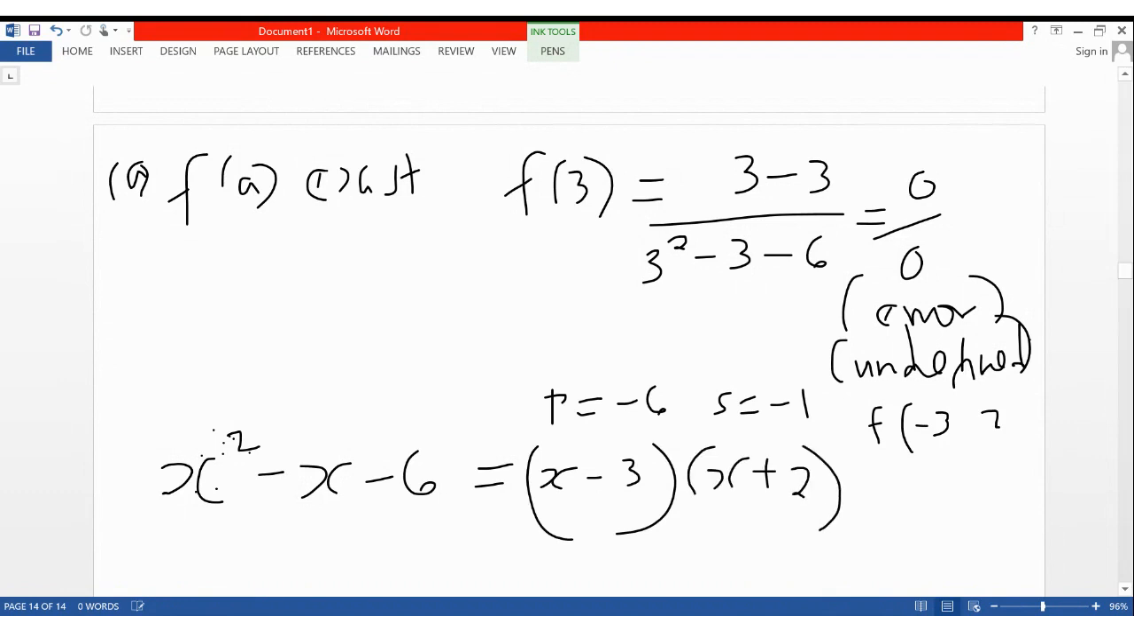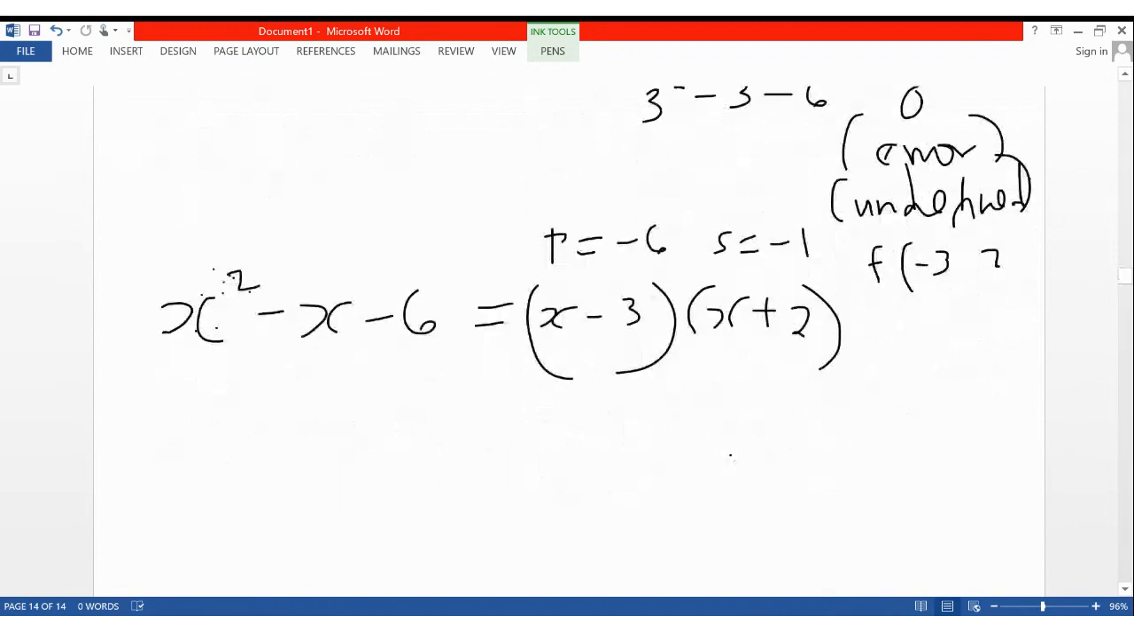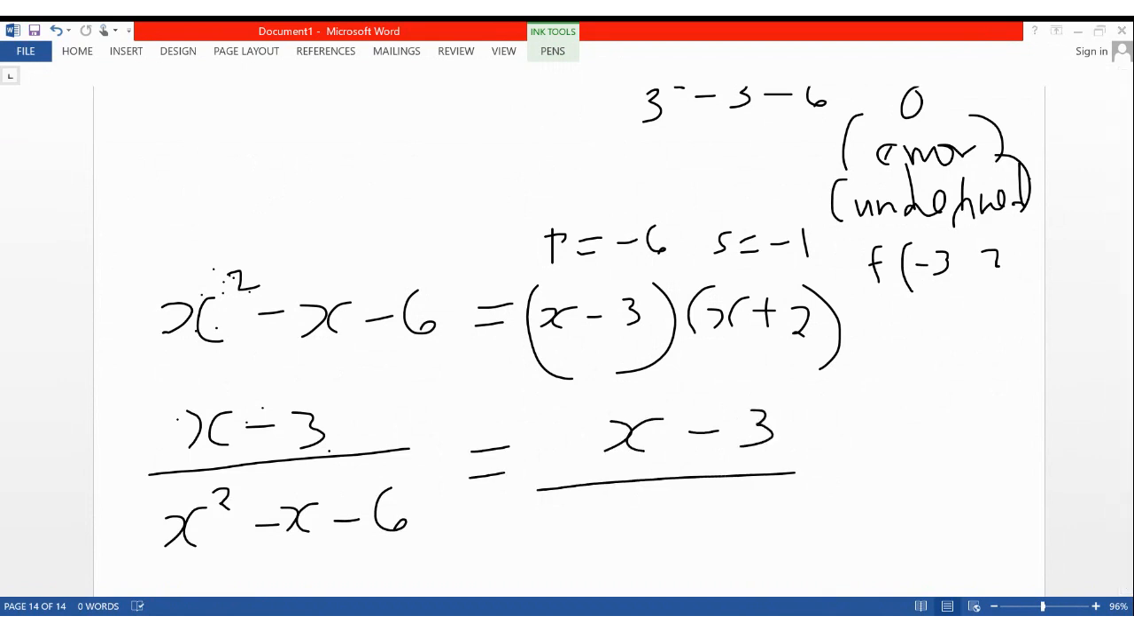So there are some that you should not be in a hurry to judge as discontinuous. This function, we can simplify in a better way so that we can remove the discontinuity. We had said it was x minus 3 all over x squared minus x minus 6, which is the same as x minus 3 all over x minus 3 times x plus 2. And you can see that you can cancel at least one of the factors there.